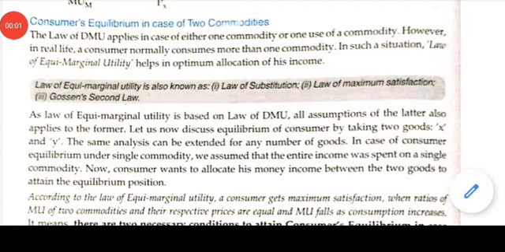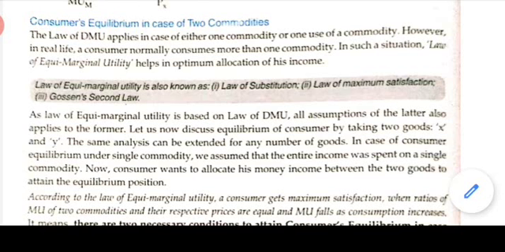Good afternoon, students. So today in this video we are going to discuss consumer equilibrium in case of two commodities. In our previous video we discussed consumer equilibrium in case of a single commodity. Today in this video we are going to discuss two commodities.